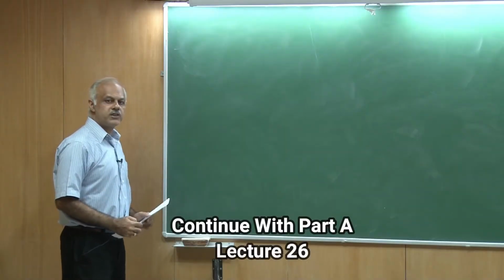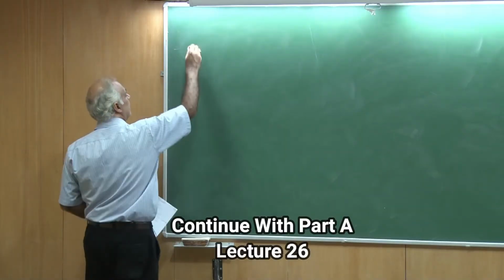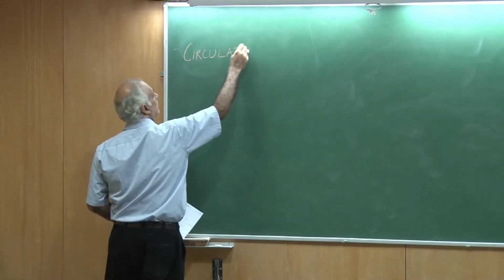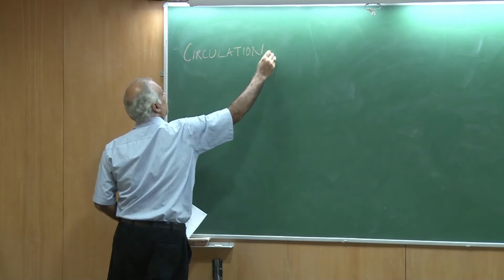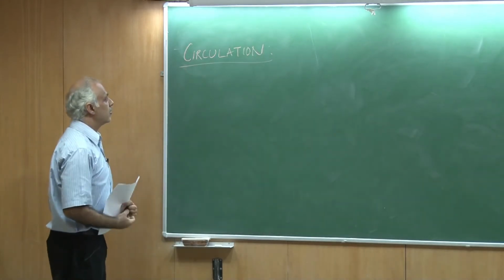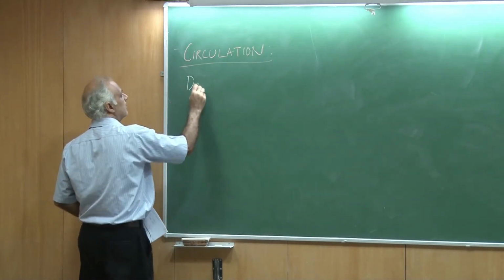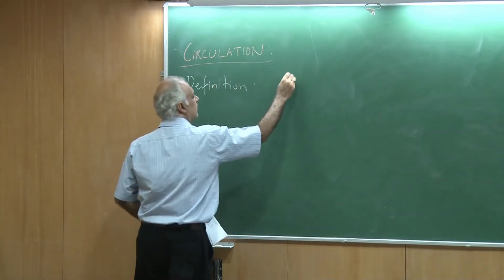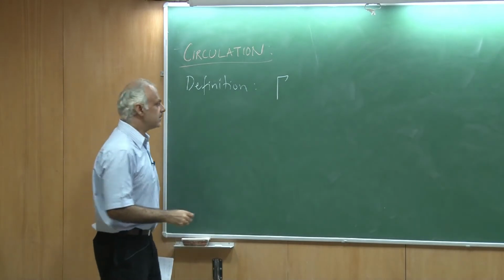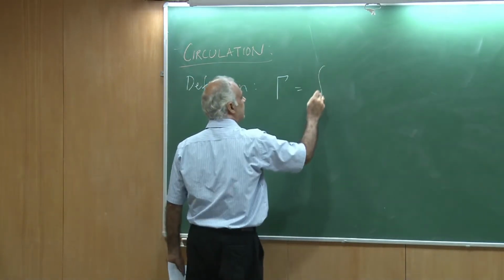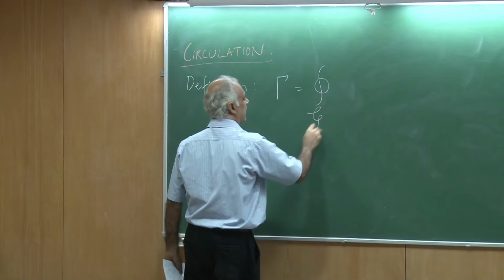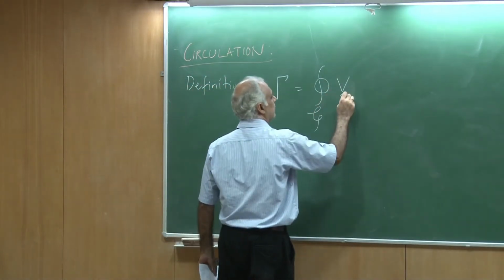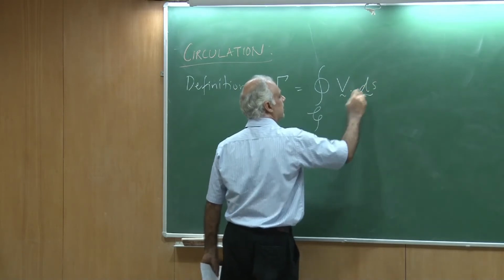We are now going to introduce another concept, which is circulation. So, by definition, circulation is denoted by gamma, and we are going to define this as a line integral over a curve C of v dot ds.